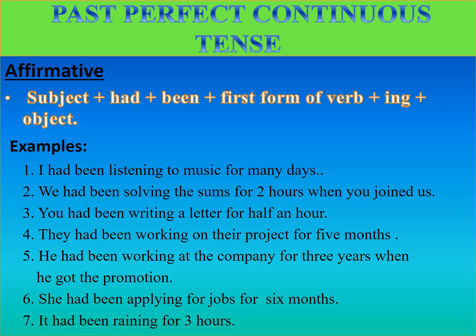Now, let us see how to frame affirmative sentences in past perfect continuous tense. See, the rules are subject plus had been plus first form of verb plus ing, that is present participle, plus object. Object is optional. So, students, this tense is very simple, very easy, because here we use had been with all the subjects. Let us see some examples.